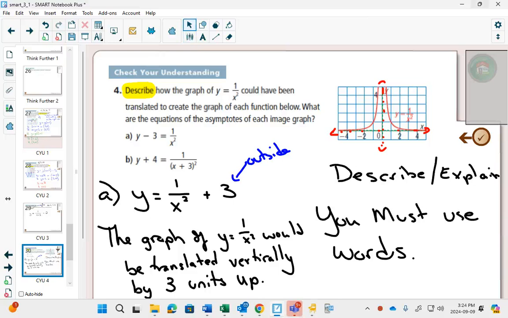So we've described it in words. If we look at the original equation, it had a vertical asymptote at x equals 0 and a horizontal asymptote at y equals 0.